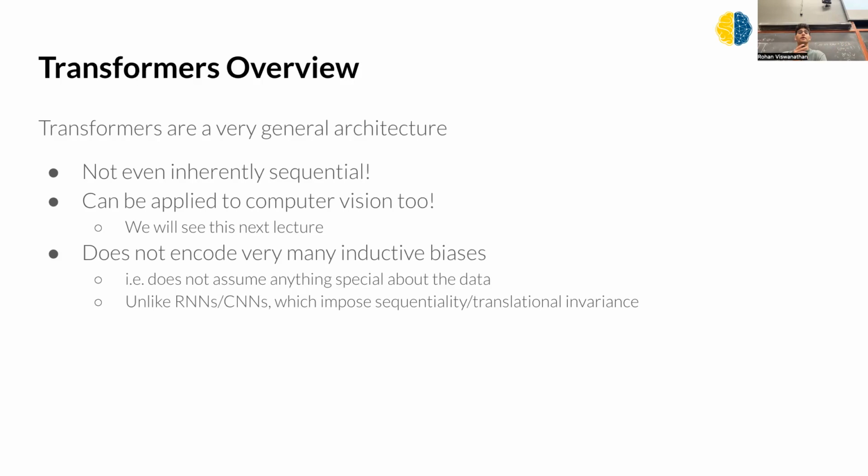And it doesn't encode very many inductive biases. It doesn't assume that there's any special thing about our data or any special patterns or representations beforehand, right? Unlike RNNs and CNNs, which impose sequentiality and translational invariance, right? We've talked about how CNNs, by their nature, have certain architectures that are more conducive to images, right? RNNs impose a kind of sequentiality. Transformers, on the other hand, you just have a sequence of tokens. We don't care whether these are image tokens or text tokens. We don't care what they are. We just have some long input that we want to learn about.